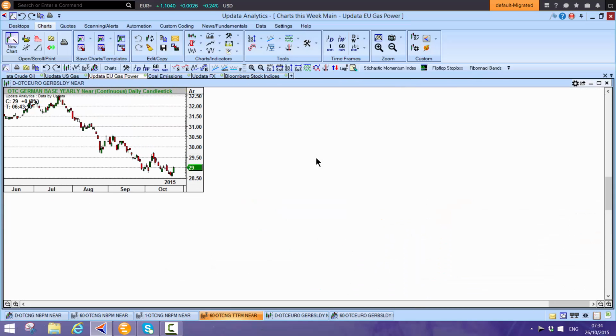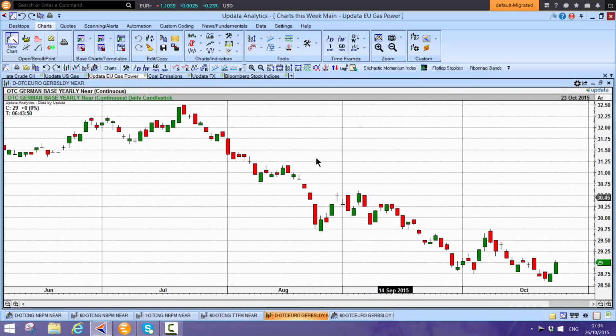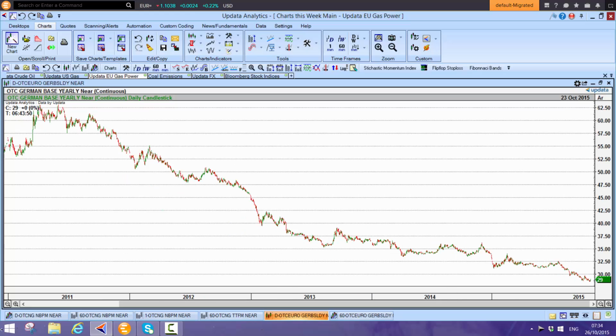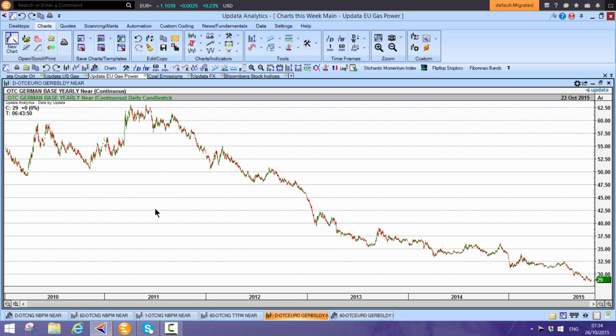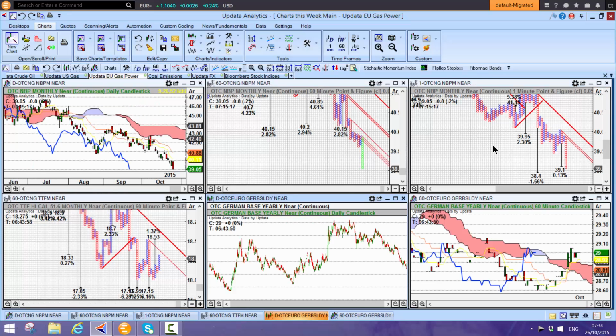German power, we really were hitting fresh lows last week, just coming off the bottom a little bit at the end of the week, but this is not by any stretch a bullish chart. So really quite interesting there. And if we look back on the history, great thing about Updata, of course, is these long price histories, which really gives you quite a bit to look at here. If we look at the history, we really are just hitting multi-year lows here.